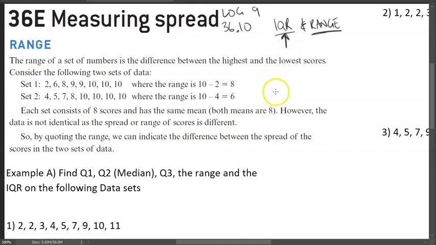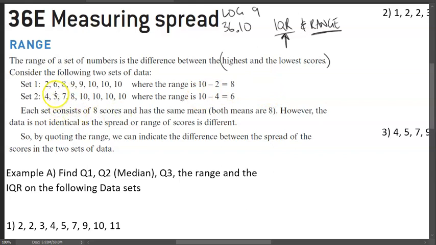I'll explain what the range is, and for the IQR, I'll explain what it is straight into examples, okay? So the range of a set of numbers is the difference between the highest and the lowest numbers when put in order from smallest to largest, okay? You just have to remember this fact: if we get a set of numbers, we get the highest number and the lowest number, and we find the difference.